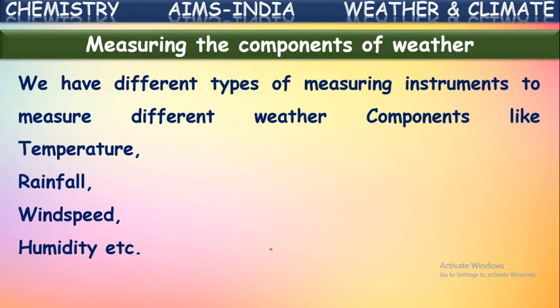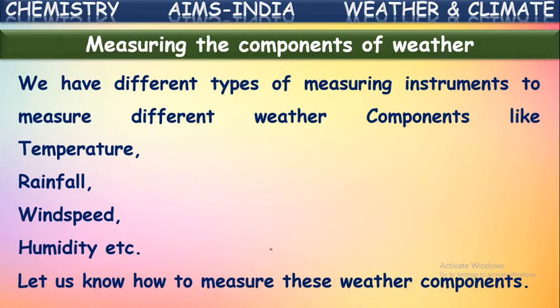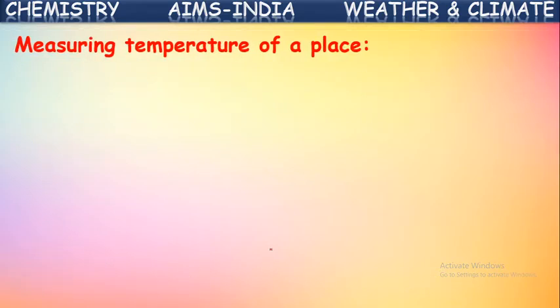So what is a particular condition in a place? About these conditions we can measure by using different instruments. Let us know how to measure these weather components by using different instruments in this session. First, let us see the measuring of temperature of a place. We know the temperature will be varying in a place from time to time. So how to measure this temperature?